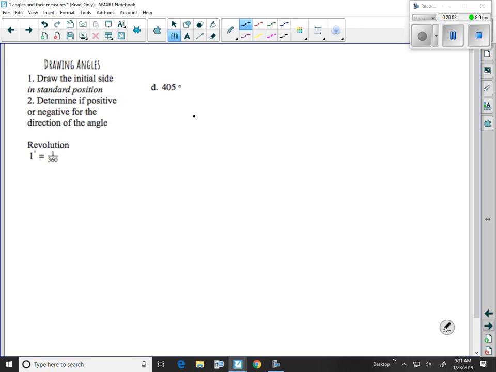405. What kind of angle is this? Using a Greek letter, gamma, right? Bigger than 360. Our initial side is going to stay the same. So we're going to start here. Okay, that's our initial side. We're going to go 360 degrees at least. Yes? Okay. So if I do 405 minus 360, that'll give me 45 as well.